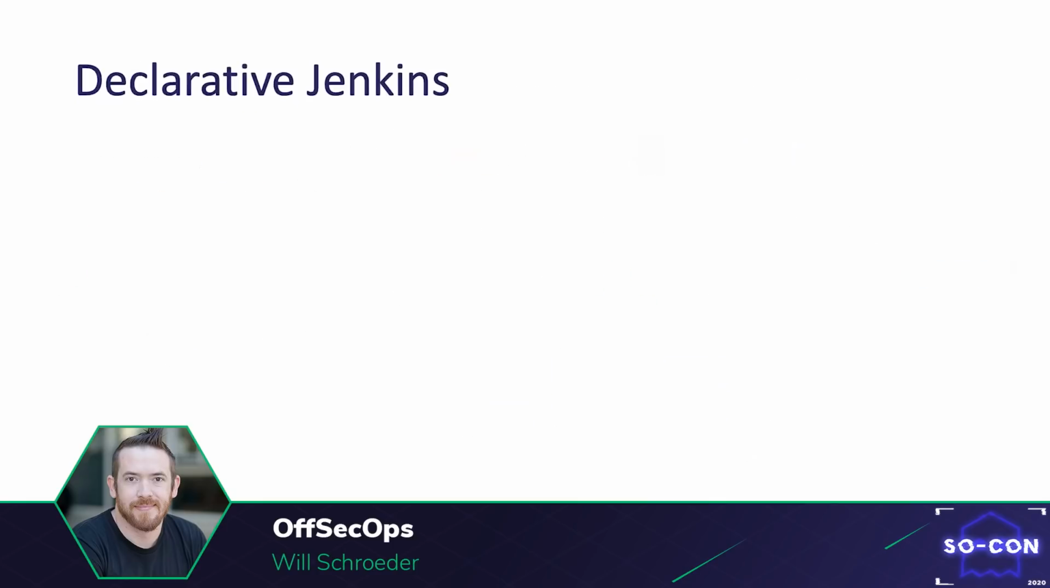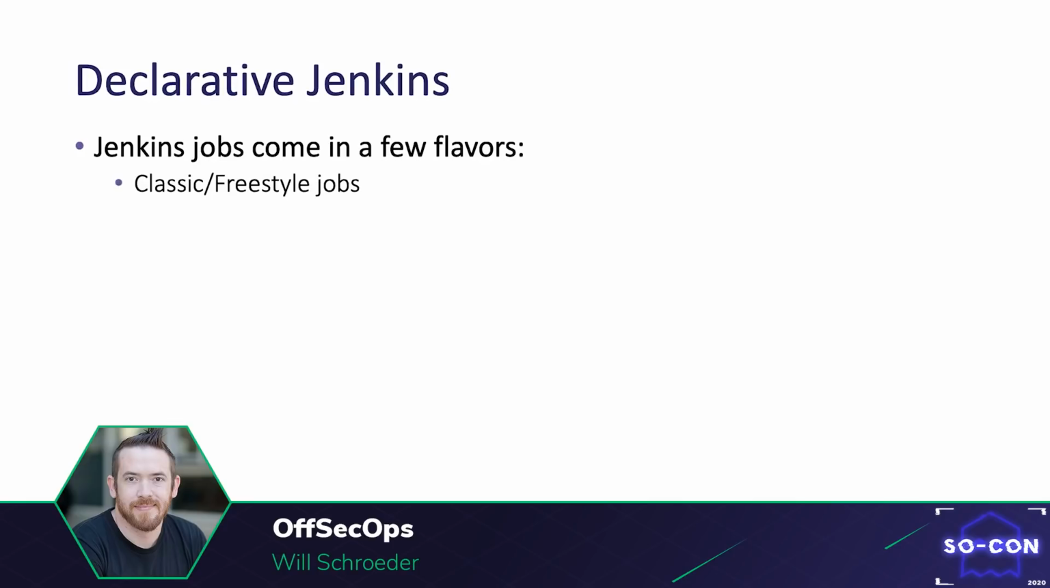So Declarative Jenkins, what the heck does that mean? Jenkins jobs are essentially the instances that tell a Jenkins server how to build a project. They come in a few different flavors. Some people are familiar with the classic or freestyle jobs, which are just stored in the Jenkins server itself through the GUI. The more modern way to do these jobs are through scripted or version 2 of that, which are declarative pipelines.